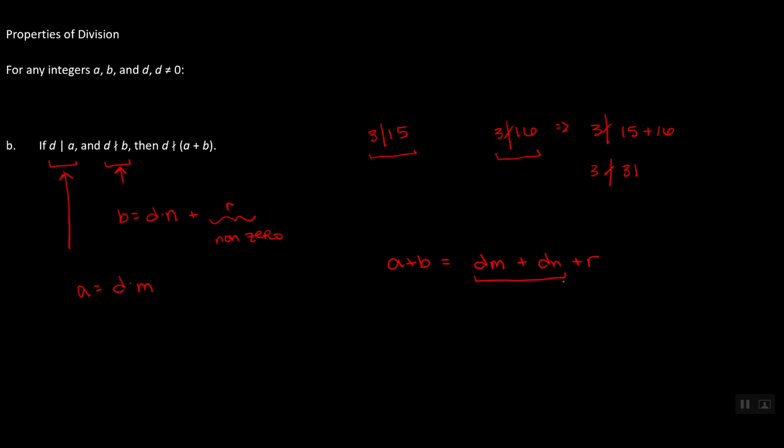When we try to factor these like we did on the last one, we can pull a D off of the first two terms, but we would still have the plus R. And remember, that's a non-zero remainder. Therefore, we know that we are not going to be able to divide A plus B by D, which is why we have the does not divide symbol here.